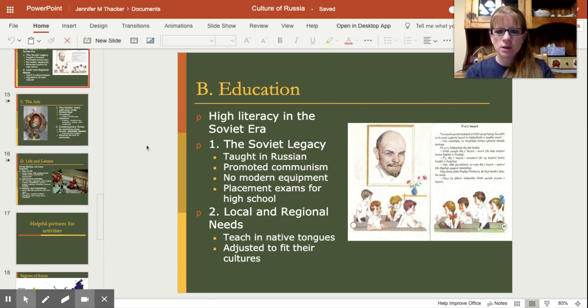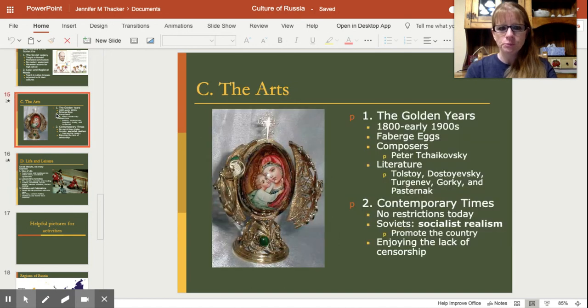Okay, and then they only taught certain things based on where you lived. So if your area spoke a different language, the school would teach in that language and only that language.